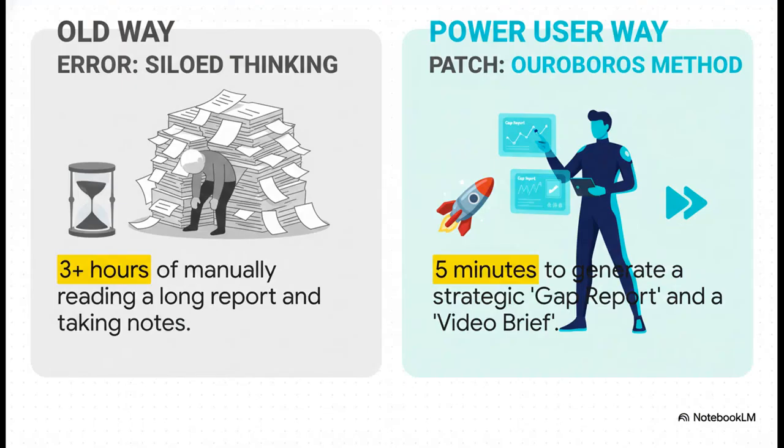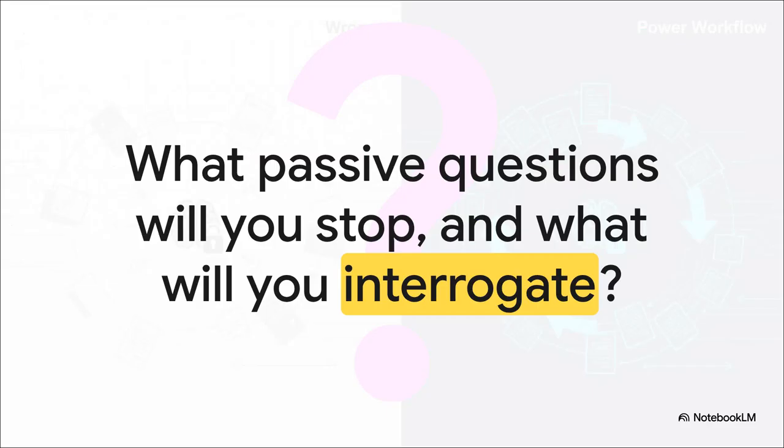The old way, you spend 3 hours manually slogging through a dense report. The power user way, you spend 5 minutes generating a gap report to find what's missing and a video brief to get the highlights. You literally stop reading documents and you start interrogating them. The takeaway is this: you don't have a PDF reader anymore. You have a reasoning partner.